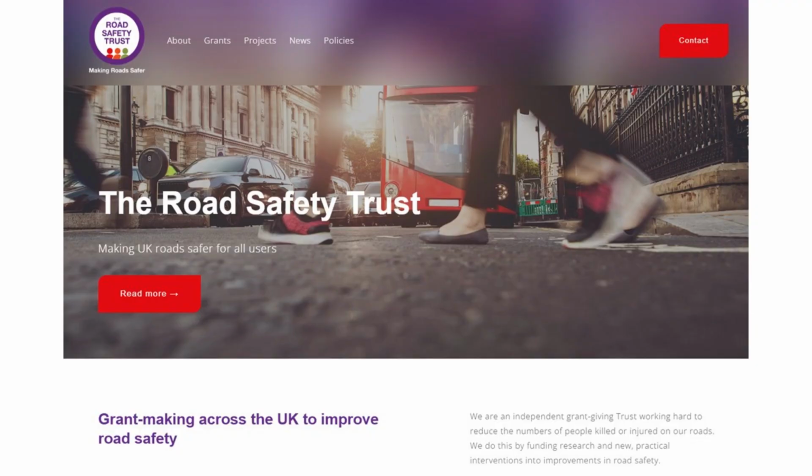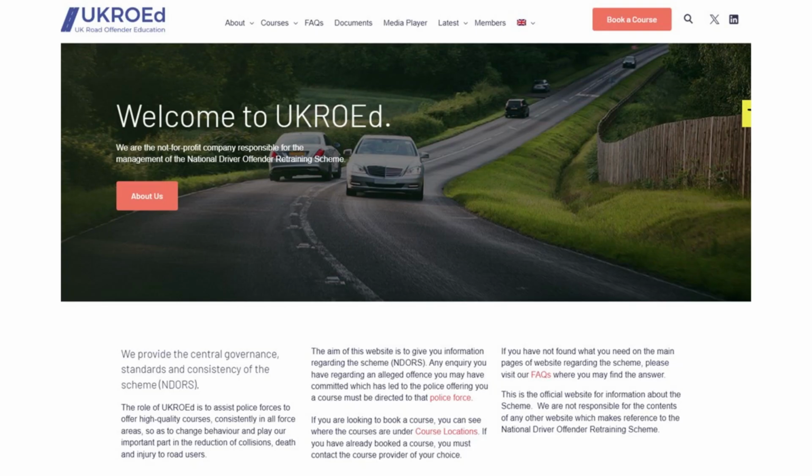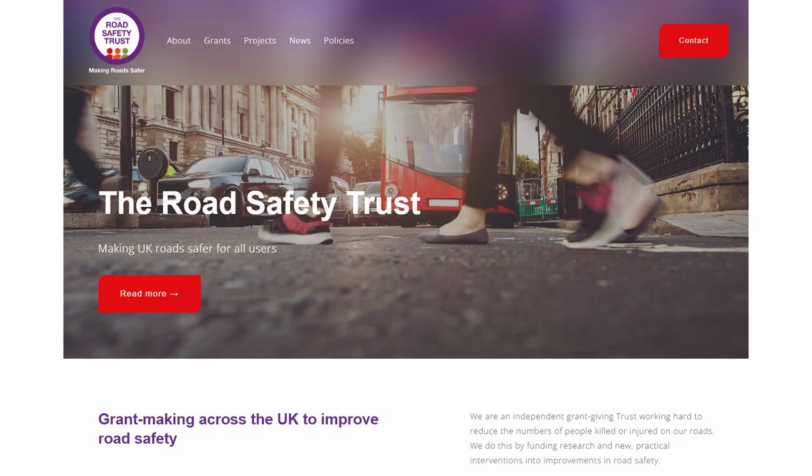So the other aspect people wonder is, well, where does our money go now that more people are being fined? Well, it goes to the Road Safety Trust, but it sort of goes in a circular manner, because the Road Safety Trust owns UKROD, which is a non-profit company, and they run the National Driver Offending Retraining Scheme. So let me go back to the Road Safety Trust. They are also a charity, and this company here are also a charity.